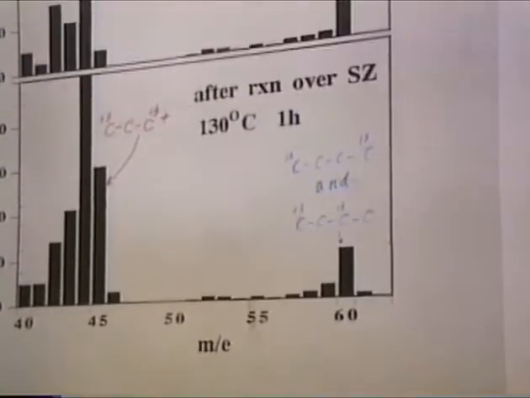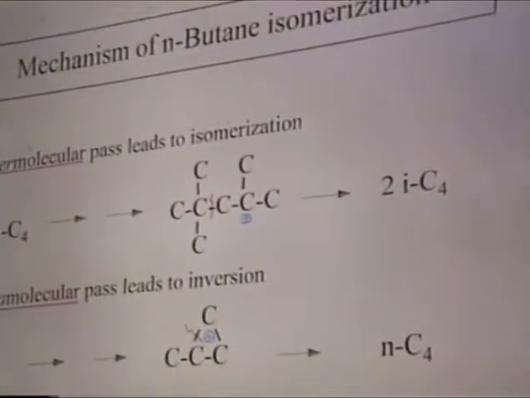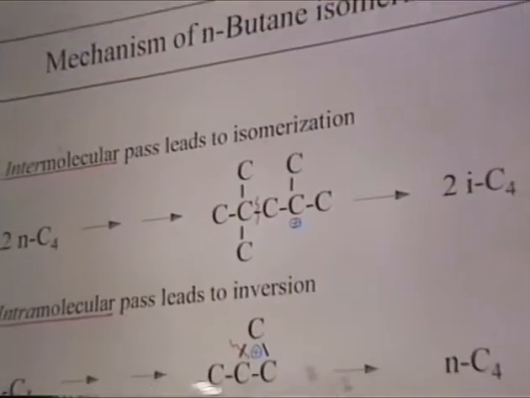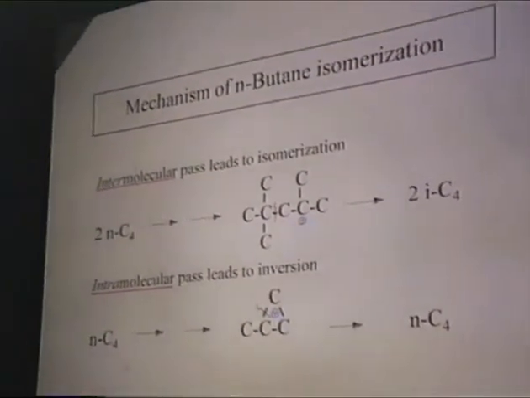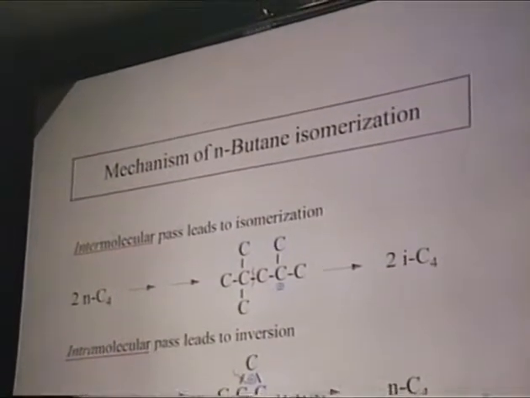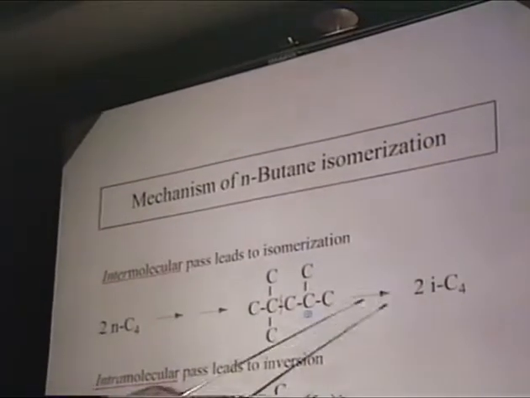This again tells us that indeed there is an intramolecular pathway. The intramolecular pathway will only lead to the inversion of this normal butane, and that would not give us the isobutane. All the isobutane is going through this C8 intermediate and gives us 2 isofragments.